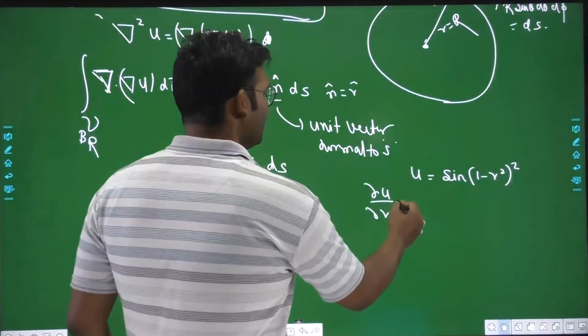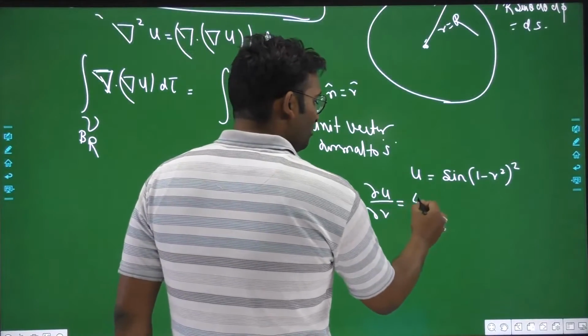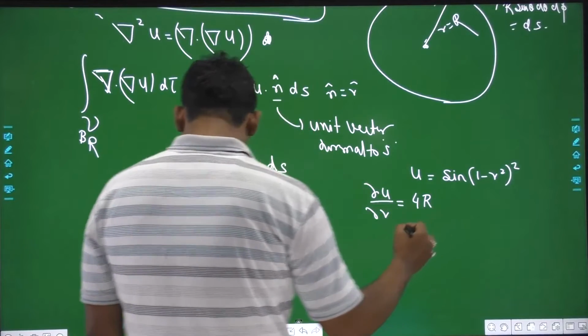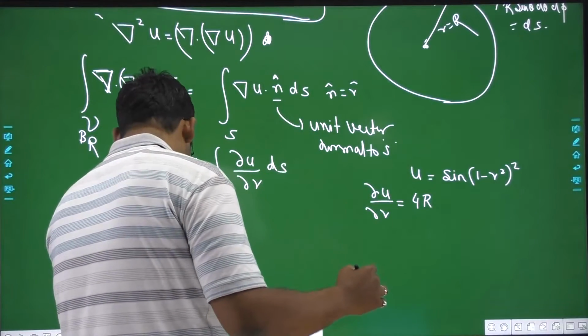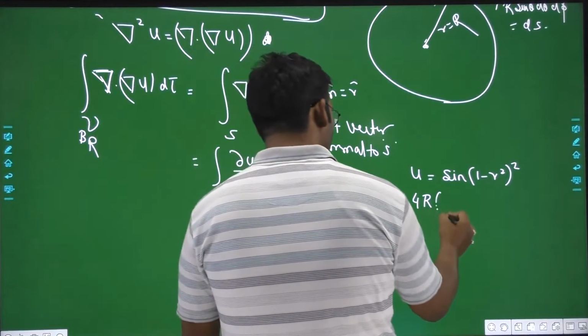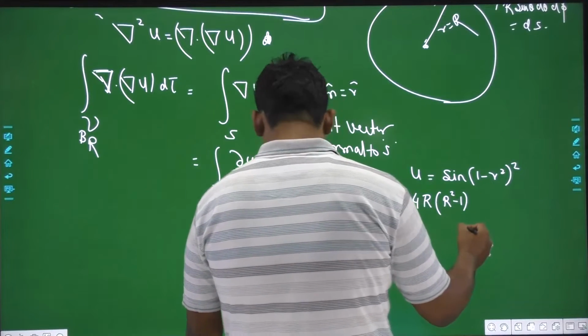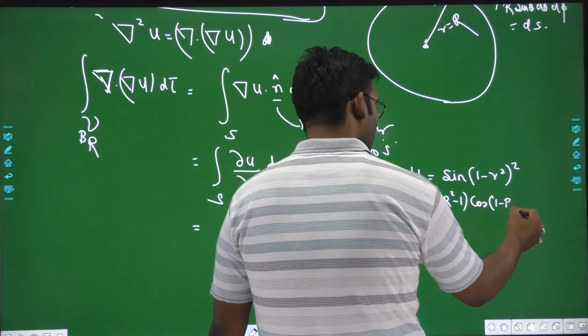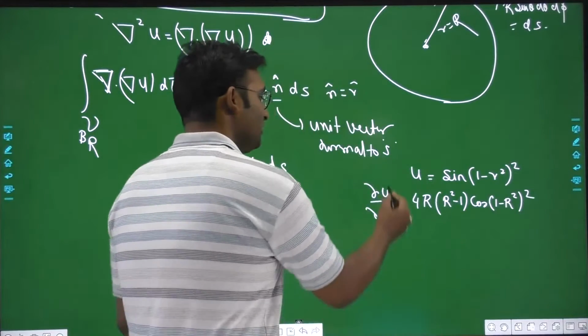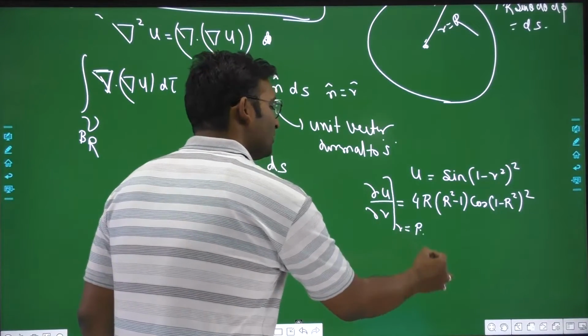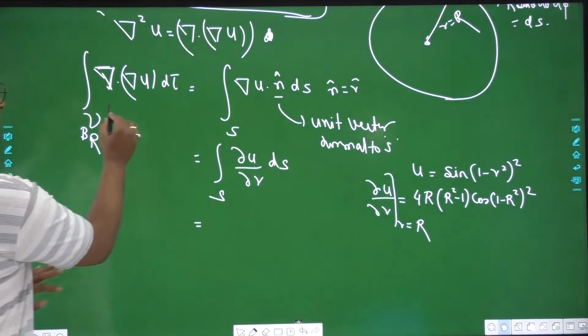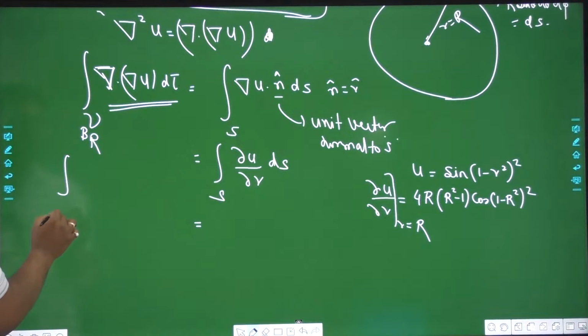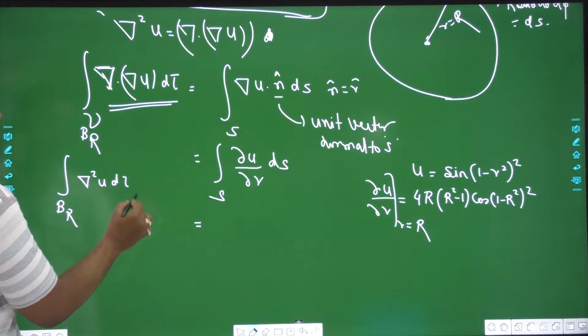So if you compute, your del u upon del r will be equal to 4r (r square minus 1) cos of (1 minus r square) whole square, which I'm leaving up to you to calculate. So this is your del u upon del r at r equals capital R. This thing you are evaluating over the ball of radius R.